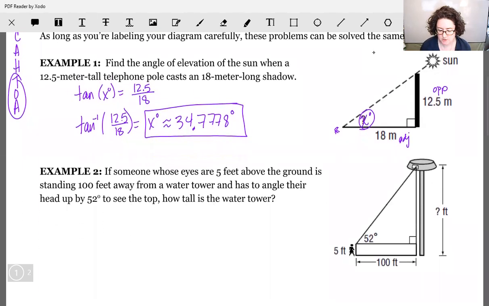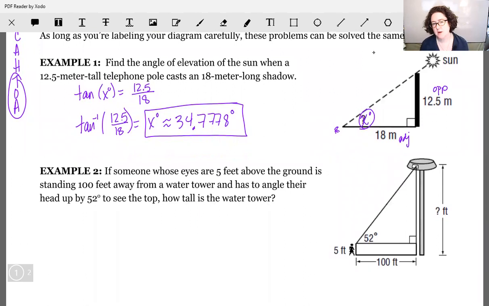Number 2 is a little bit different. So you'll notice with this one, we have a person in the diagram. They're looking at the top of a water tower, but they've made special note of their height. So we need to take that into account when we're solving this problem.